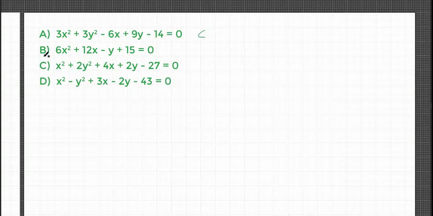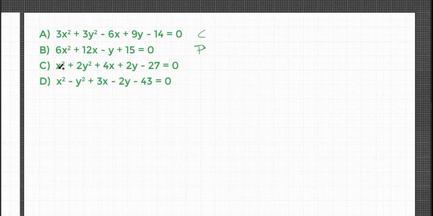Now let's look at the second example. 6x squared plus 12x minus y plus 15 equals 0. This equation satisfies the first condition, that is, only one term of the squared variable is present. Hence, this is an equation of a parabola.